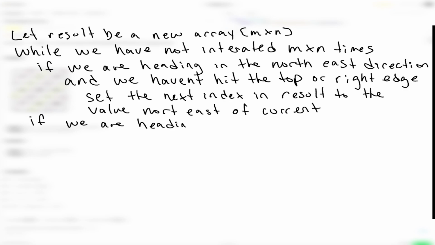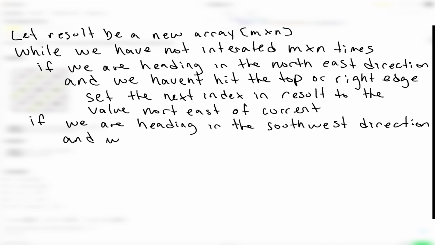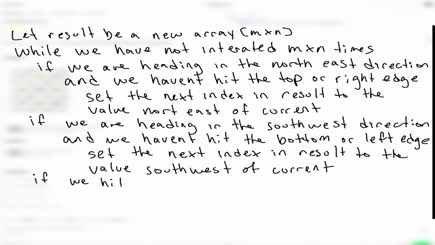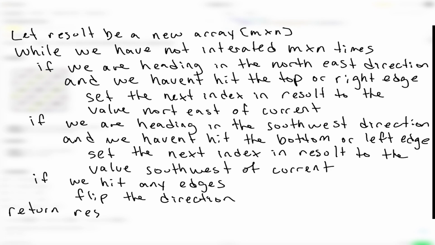Okay, then if we are heading in the southwest direction and we haven't hit the bottom or left edge, we want to go ahead and set the next index of result to the southwest of the current value. Then if we've hit any edges, we need to go ahead and flip the direction against where we're heading. And then finally, once we have completed everything, we'll go ahead and return the result. It's a little bit complicated, but it's not too crazy.